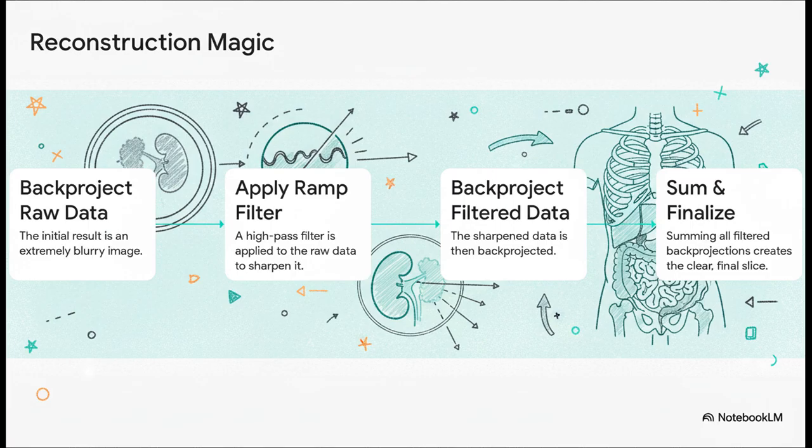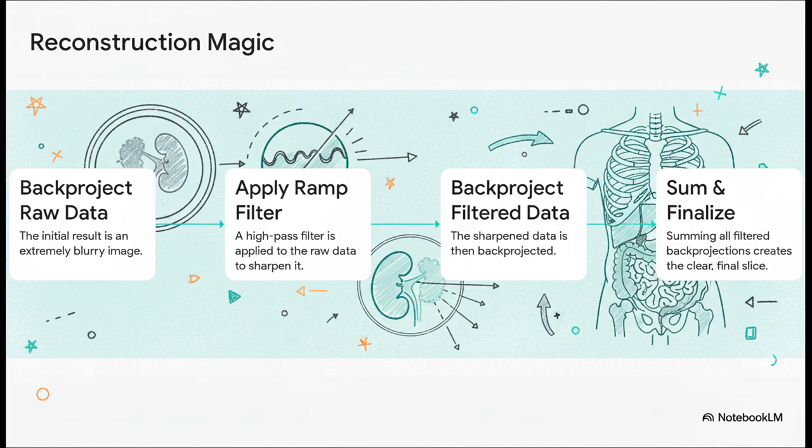So, how do we turn that wavy musical score into a clear image? What's really interesting here is that if you just try to layer all that raw data back together, what we call back projecting, you get a hopelessly blurry mess. It's useless. The secret is this brilliant mathematical trick called filtered back projection.